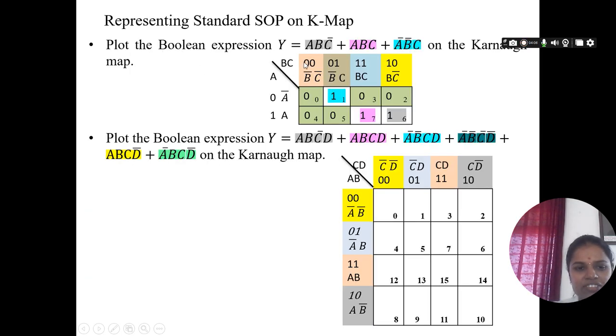Next we are seeing representing standard SOP on a K-map. For example, the problem: plot the Boolean expression Y equals ABC bar plus ABC plus A bar B bar C on the K-map. We have three variables, so we are using the three variable K-map.